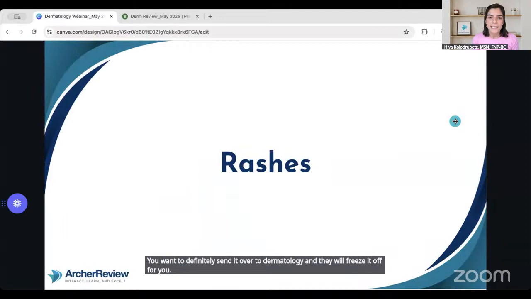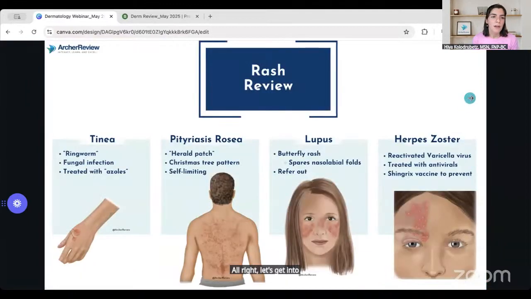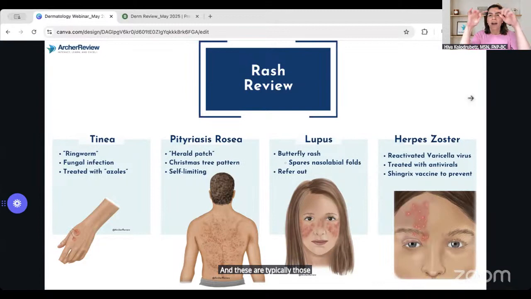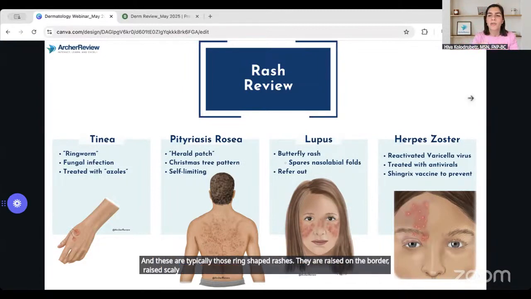All right, let's get into rashes. So starting with our first one, tinea. So tinea is going to be really common. You guys are going to see it a lot in primary care. This is what we also call ringworm. These are our fungal infections. And these are typically those ring-shaped rashes. They are raised on the border, raised scaly borders, and they're itchy and red, right?